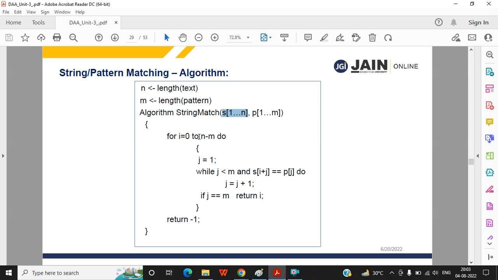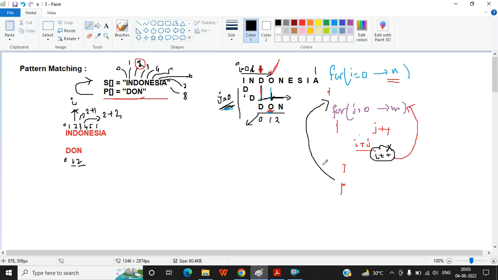Why are they doing n minus m? Because see, the length of "dawn" is 3. So it is sure that for "Indonesia", anything after this location, we will not find a match.